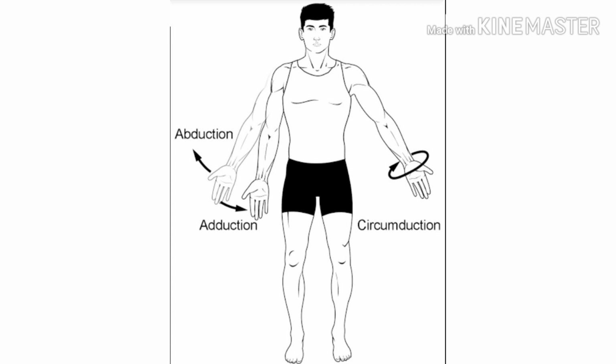Medial rotation denotes movement toward medial plane or inward rotation. Lateral rotation denotes rotation away from the median plane or outward rotation. Circumduction. Combined movement of flexion, extension, adduction and abduction in a circular manner is termed as circumduction.